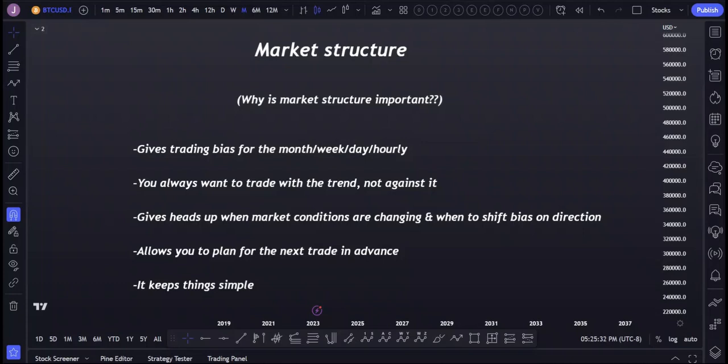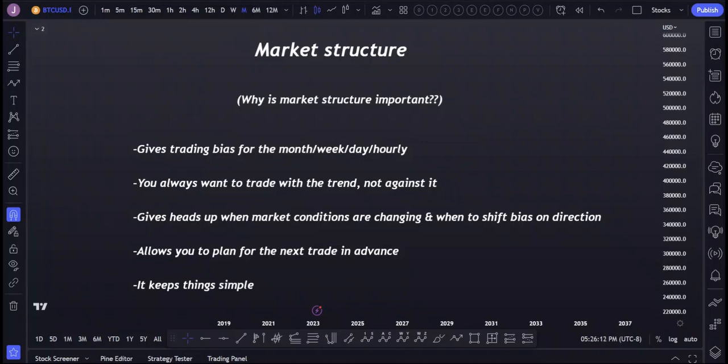So market structure gives you a heads up on when market conditions are changing and when you need to shift your bias. So if I'm long and I notice that price was making a higher high, higher low, higher high, higher low, higher high, higher low, but then all of a sudden we make a lower high, that is my first heads up that something is shifting and I need to change my bias, whether that's taking profits on my long trade or completely closing it, because after we fail to make that next higher high, then the next thing I'm expecting is a lower low. Okay, and we will cover that. So it gives you a heads up when market conditions are changing and when you need to shift your bias on the direction of the trend and your trade.